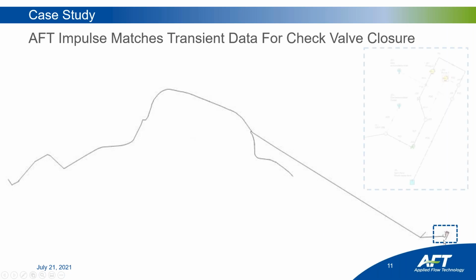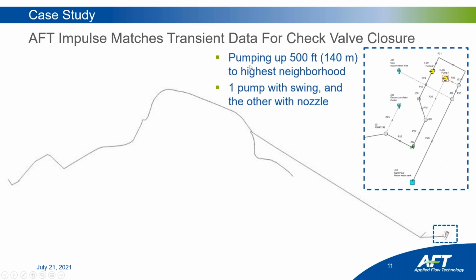So if we take a look at their system, this is what they imported from GIS, where they have their pumping station all the way over here. Again, they were pumping up 500 feet, so there's a lot of potential for reverse flow, and they were looking at pumps with swing and nozzle check valves. Then all the way over here, 500 feet later, this was the highest neighborhood they were exploring.